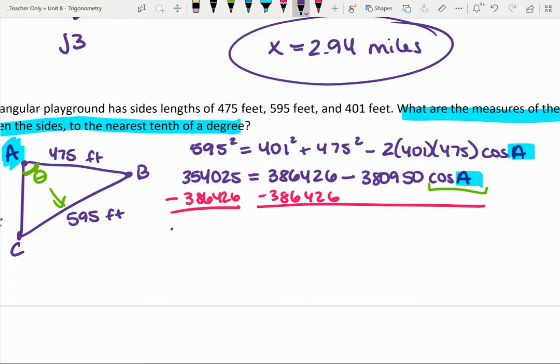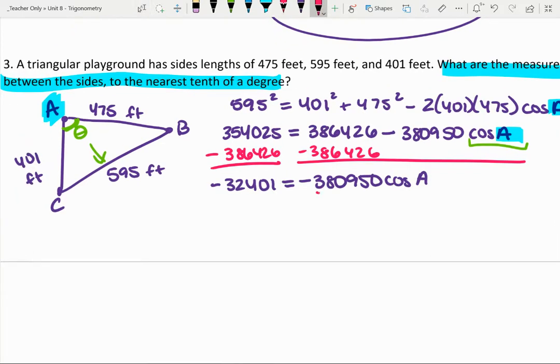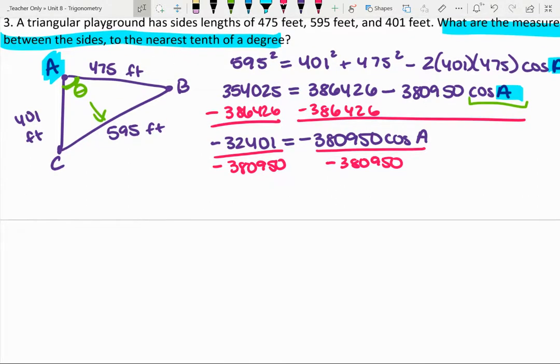So I will get negative 32,401 on the left-hand side. And then, almost there, I'm going to divide both sides by negative 380,950. Now, again, I don't want to do too much rounding along the way. So when I rewrite this, I've canceled on that right-hand side, and I'm actually going to rewrite this a little bit. I'm going to put the cosine of A on the left-hand side just for my own visual there.